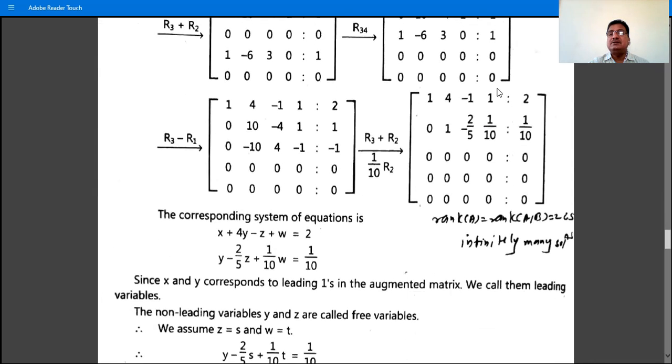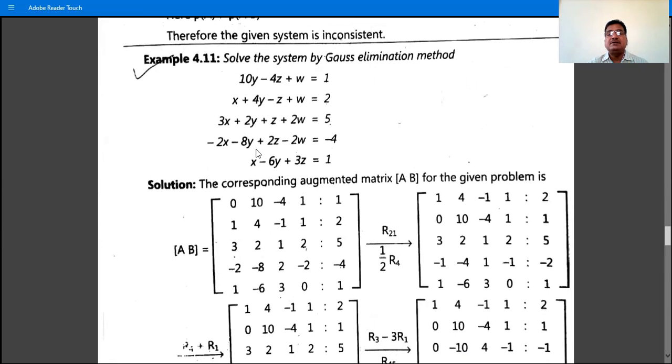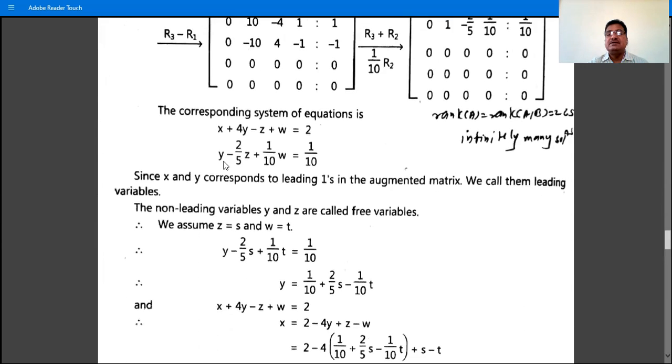If you observe this echelon form, rank of A is 2, rank of AB is 2, both are the same, and therefore the system is consistent. But rank of A is equal to rank of AB is equal to 2, and is strictly less than the number of variables. The number of variables is 5, and so the given system is consistent and has infinitely many solutions. After rewriting, we have this. We have two equations and 5 unknowns.